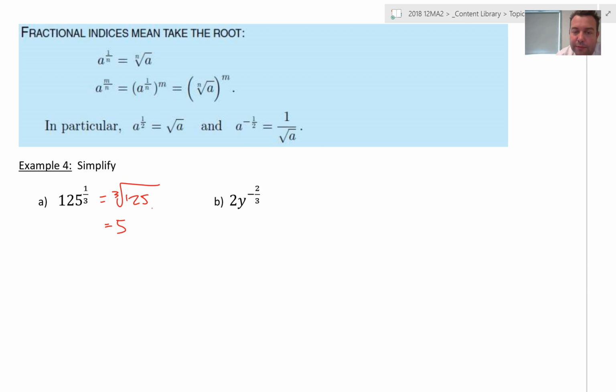Okay. Now this one here, well look, that's okay to me. I think it looks like that, but it says to express it a different way. Surely you don't leave it. So, the 2, there's no brackets there, so the 2 remains there. Now, I've got y to the negative, so that means that y is going to go down the bottom.